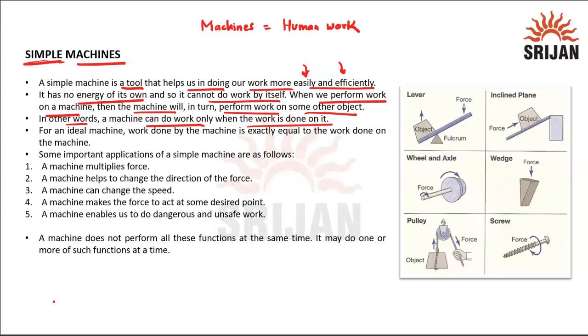So what are the conditions of an ideal machine? For an ideal machine, a perfect machine, work done by the machine is exactly equal to the work done on the machine. That means whatever input you are giving should be equal to the output. So in terms of value, if I put in 10 joules of energy, I will get 10 joules of energy back. So this is a perfect ideal machine, which we always try to achieve, but somewhere here and there you will always lose some sort of energy. But this is the perfect condition.